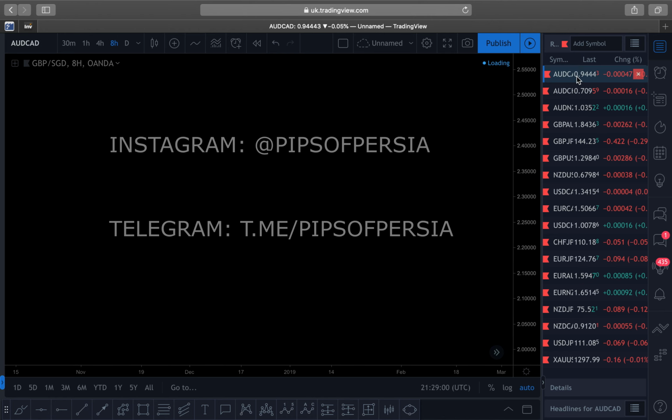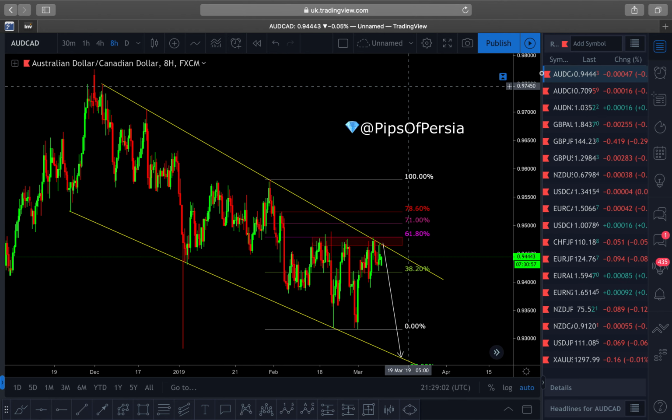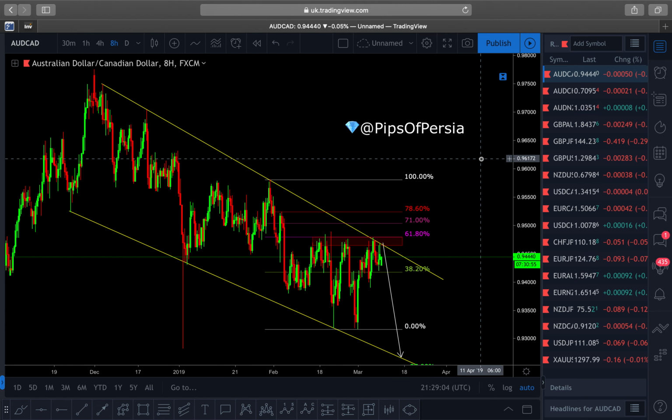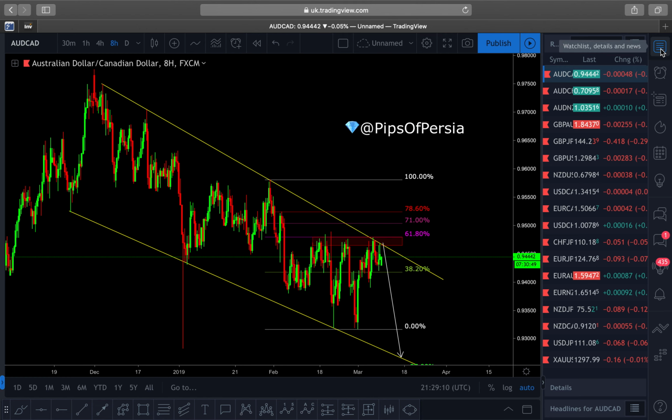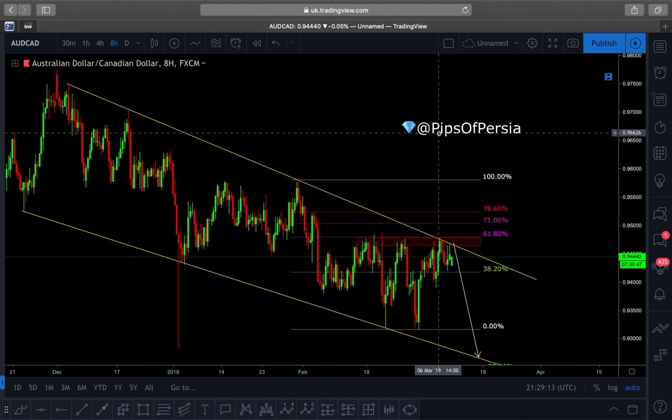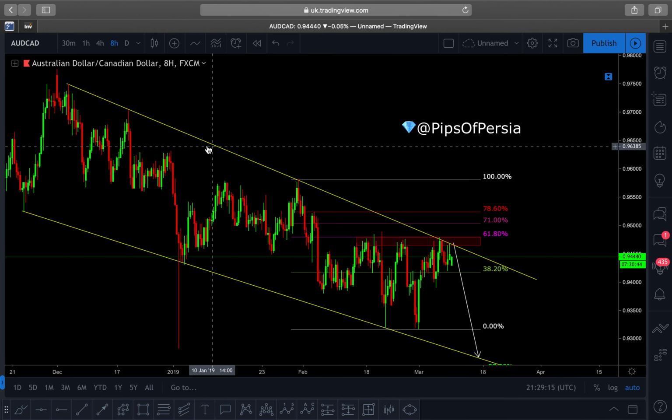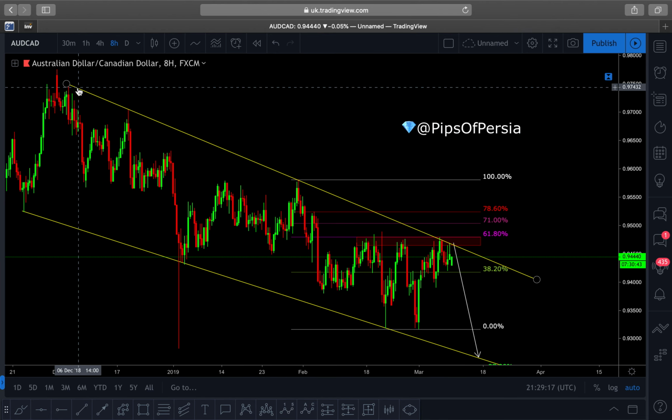I have quite a few pairs analyzed for this week, so I'm going to be kind of flying through the pairs as quickly as I possibly can. Now, Australian dollar against the Canadian dollar. This is the 8-hour time frame that we are currently looking at. We can see that the market is declining very nicely within this downtrend, within this channel.